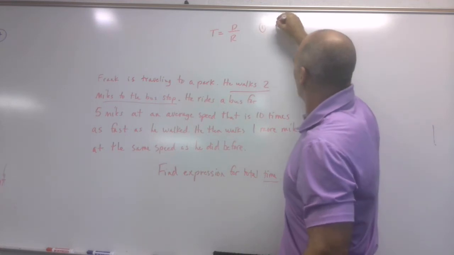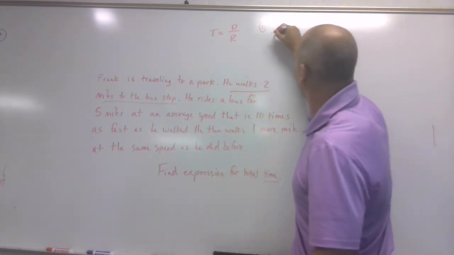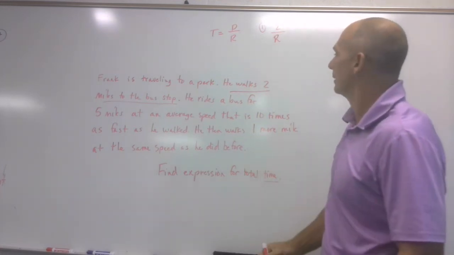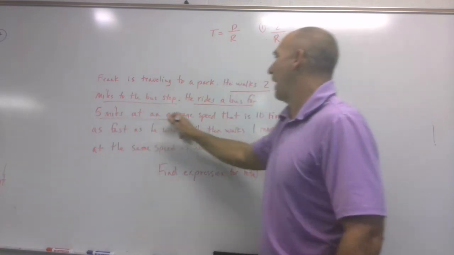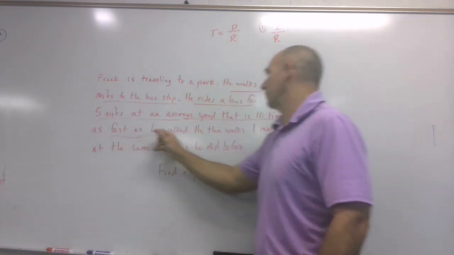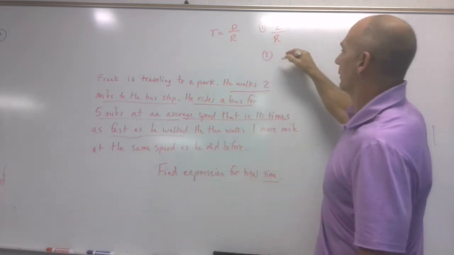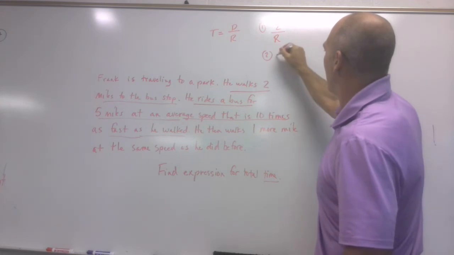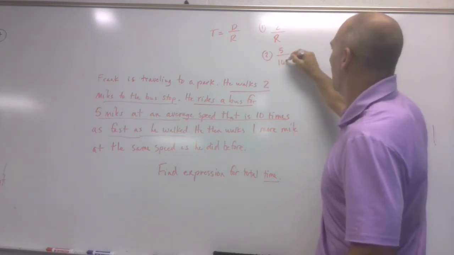The distance is 2, and he's walking at a certain rate. We're going to let that be our R. He rides a bus for 5 miles at an average speed that's 10 times as fast as he walked. So all right, situation number 2, he rode a bus for 5 miles, but he was 10 times as fast in the bus, so that would be 10R.